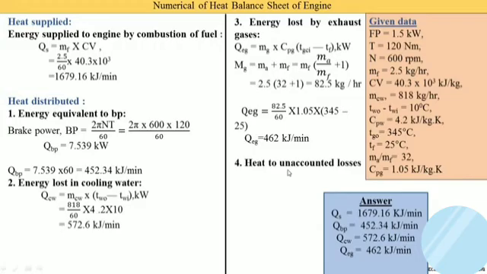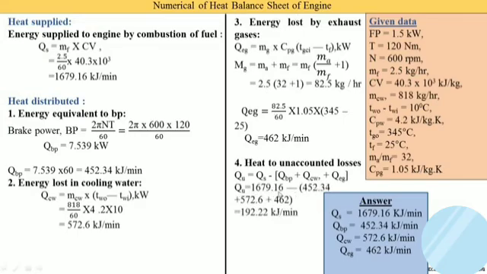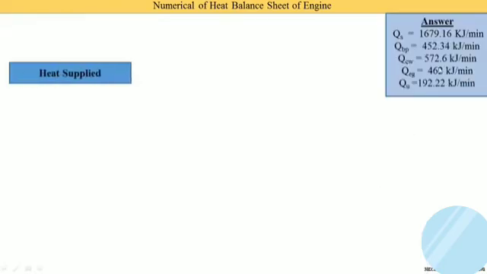And the last one is the heat to unaccounted losses. After finding the heat of unaccounted, we make the table of the heat balance sheet. So QE is equal to the supply, that is QS, minus Q break power, minus Q of cooling water, minus heat energy losses in exhaust gases. We put all these values and simply calculate. So it is 192.22 kilojoule per minute. Now we use this table for making the heat balance sheet, so here I put this answer.